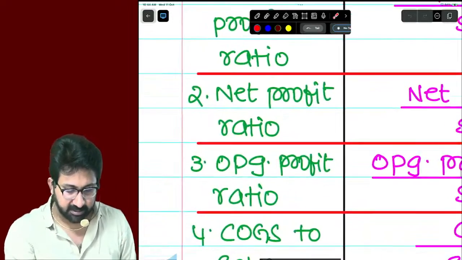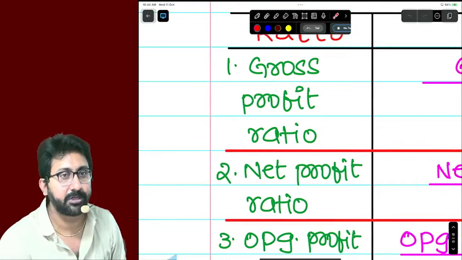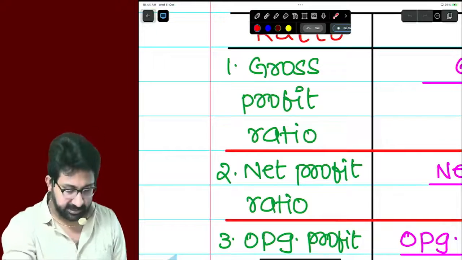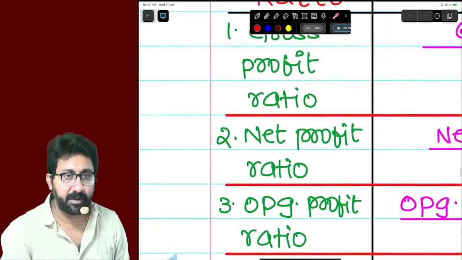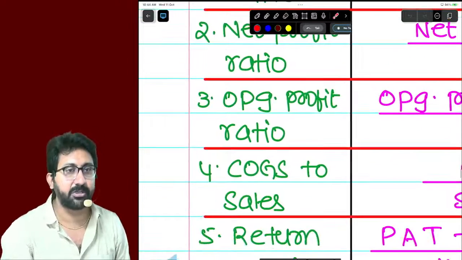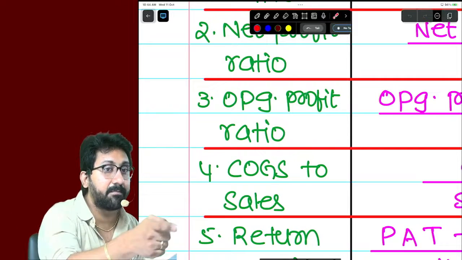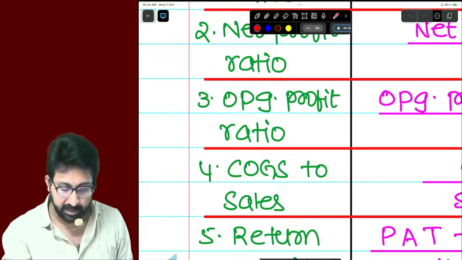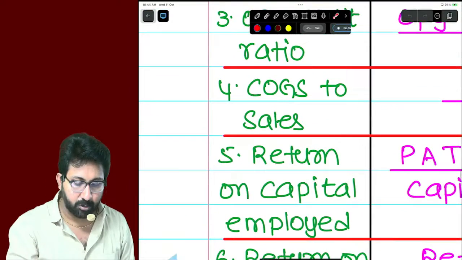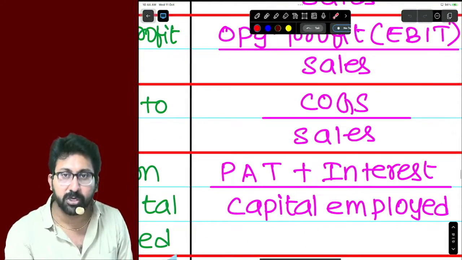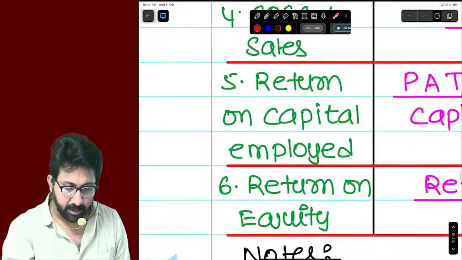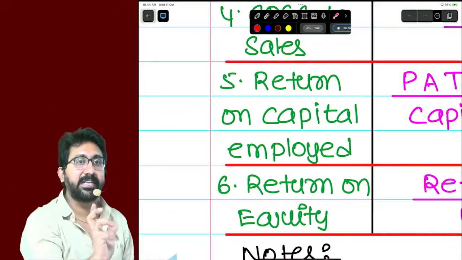See. Fast. Fatafat. Answer. Gross profit ratio. Gross profit by sales. Net profit ratio. Net profit by sales. Next, operating profit ratio. EBIT by sales. Another name for operating profit is EBIT. EBIT by sales. Cost of goods sold to sales. Cost of goods sold divided by sales. Okay. How much is the cost on the total sale?